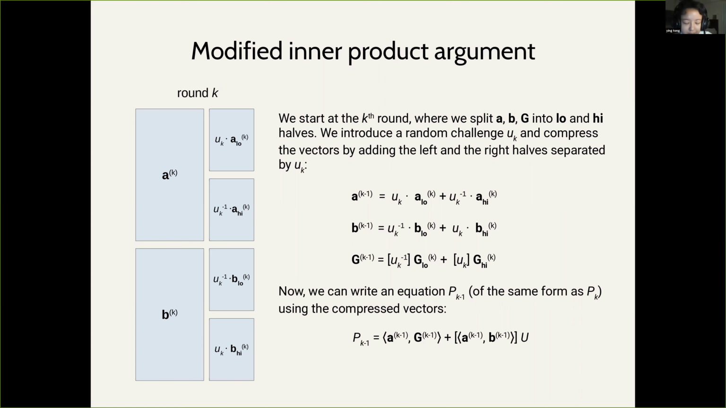Okay, and remember our objective is to reduce the communication cost of this inner product argument. So at the kth round, what we're going to do is split our vectors in half. So we split a into a low and high half, same with b, and same with G. And once we're done with that, we get some random challenge u_k.